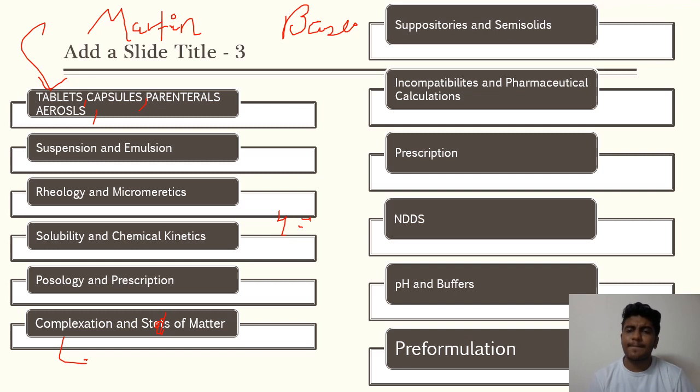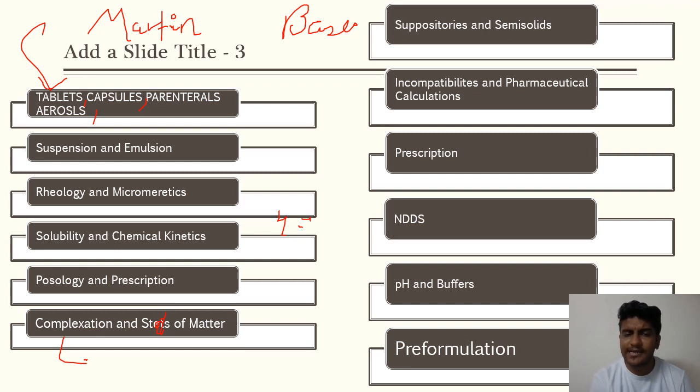Next up we have incompatibilities. So incompatibilities are basically of three types: physical, chemical, and therapeutic. So you need to know what the different physical incompatibilities are, like immiscibility, insolubility, precipitation, and liquefaction. In pharmaceutical calculation, you need to know the different methods of pharmaceutical calculations, like alligation and the isotonicity method. So these are the methods that have to come in the exam. You will expect a question on the same, so you cannot leave this.